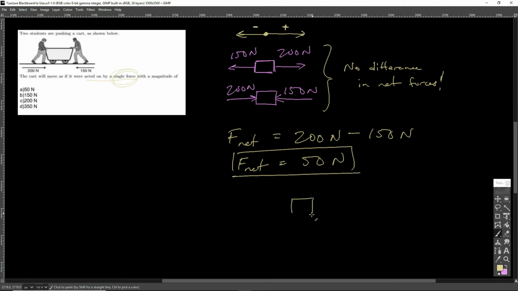So that's like a box that has one force. Notice that this was positive, right? So that means it has one force arrow pointing to the right of 50 newtons. So this box will definitely accelerate. It will accelerate to the right. And you know that because this guy is pushing with 200 newtons, or 50 newtons more than this guy. So they're going to accelerate to the right.